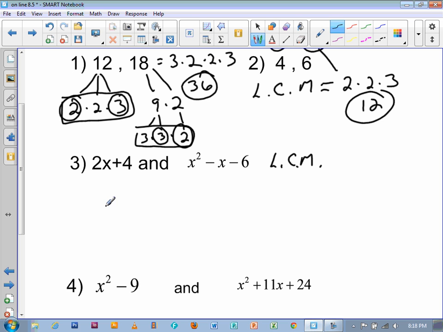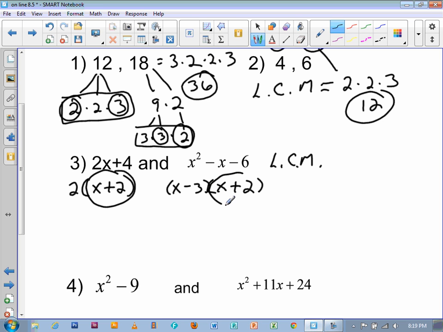So what we're going to do first is factor each expression. In the first one, I'm going to factor out a GCF of 2. That should be fairly common. 2 goes into both 2 and 4, so I factor it out. The second trinomial, I'm going to factor into 2 binomials. You guys are getting pretty good at this, so this shouldn't be a problem. Notice that 2 times negative 3 is negative 6, and they add up to be a negative 1x. Next step is to circle any common factors.